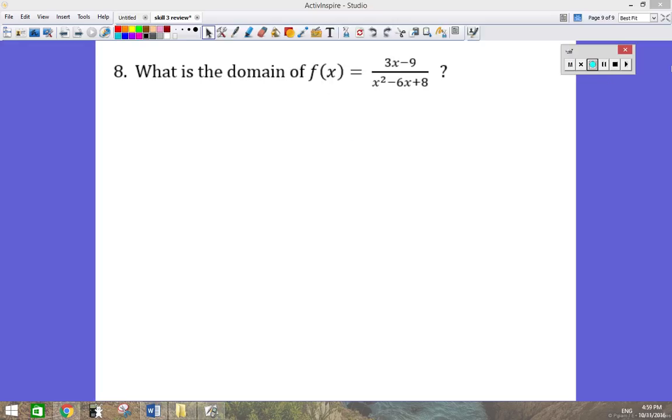Let's take a look at problem number 8 in our Skill 3 review problems. Find the domain of a function given an equation. Now, we always start out the same way when we have an equation. The domain is the set of all real numbers, excluding any values of x that cause division by 0, excluding any values of x that would result in an even root, such as a square root of a negative number.